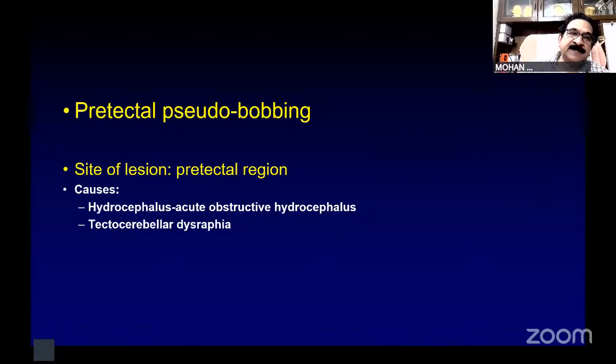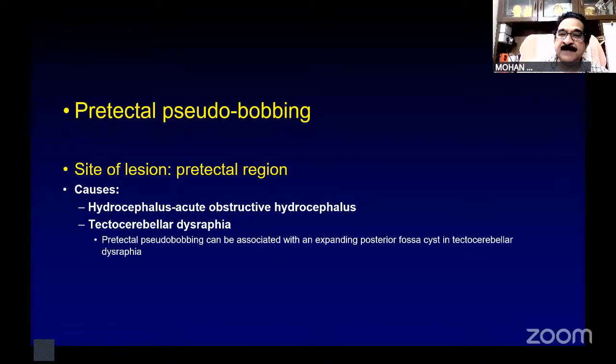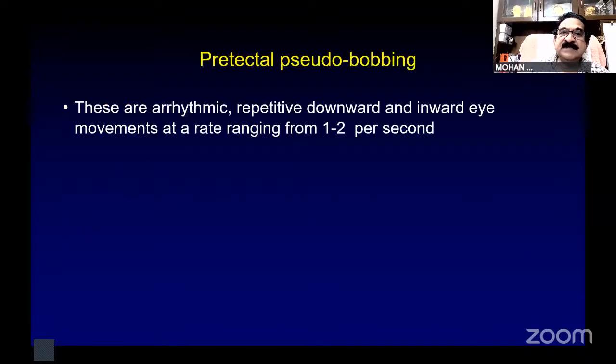It can also be described in tectocerebellar dysgraphia. I do not know what this condition is. With an expanding posterior fossa lesion, the tectocerebellar dysgraphia. So what is this pretectal pseudobobbing? They are arrhythmic, repetitive, downward and inward eye movements at a rate ranging from 1 to 2 per second.